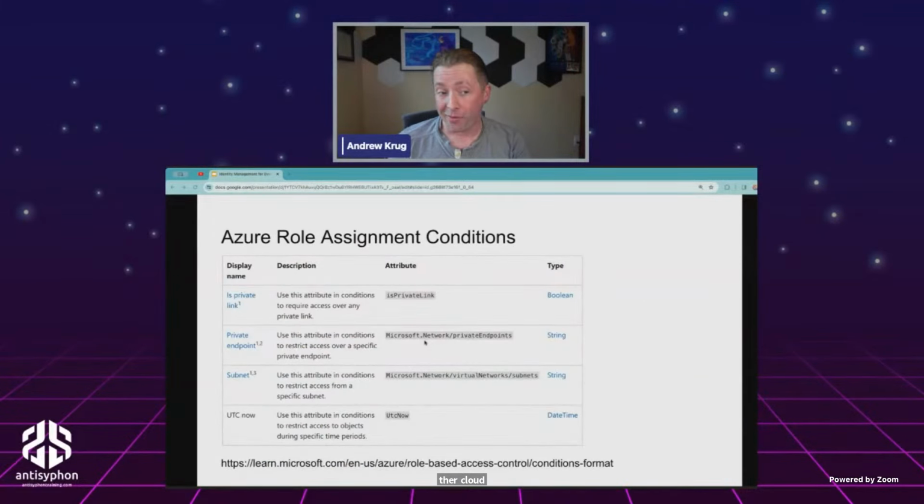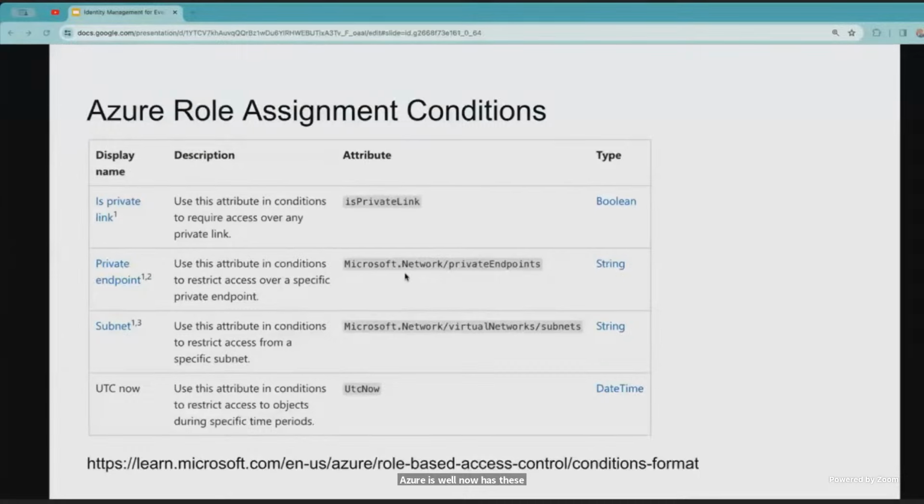Azure as well now has these things that are called role assignment conditions. So they do effectively the same thing. It's just kind of described in policy in a slightly different way, where you actually have to enumerate the subnet or private endpoint. But effectively, if we were to implement this for 100% of workloads, it would mean that there was zero impact to an attacker exfiltrating a credential.